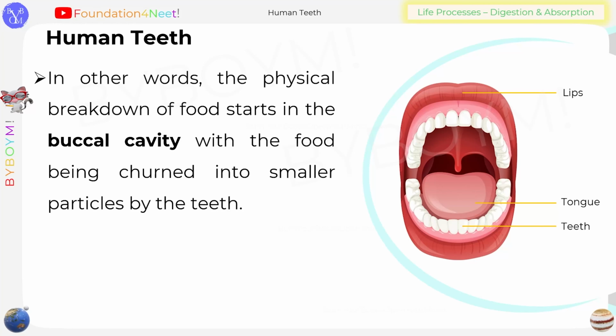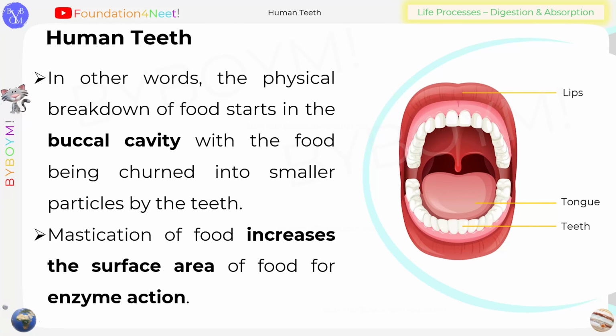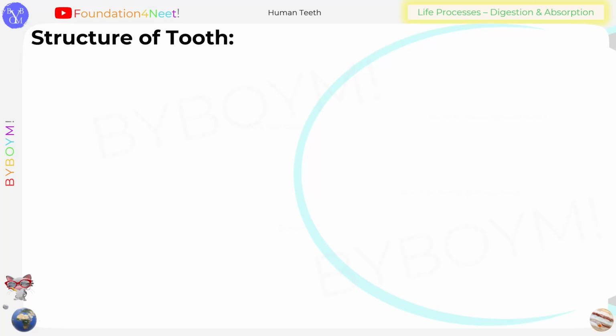So why are we interested in increasing the surface area? Because the more the surface area is available for enzymatic action, the easier the degradation of the food would be. So that is why we need to increase the surface area of food, and this is achieved by mastication. So teeth are very important. Without teeth, the digestion in the buccal cavity would not start. So you need to take a lot of care of your teeth. Otherwise, you may lose one of the greatest aspects of your life, that is food.